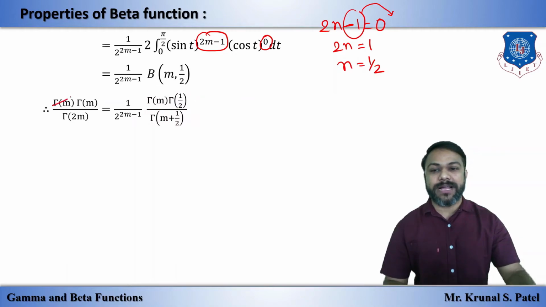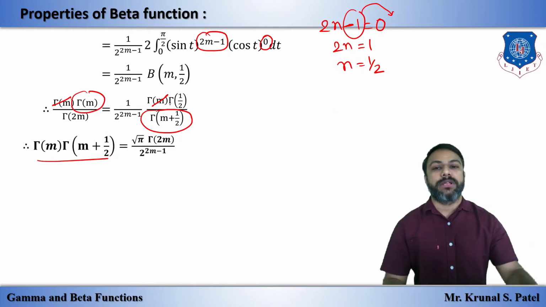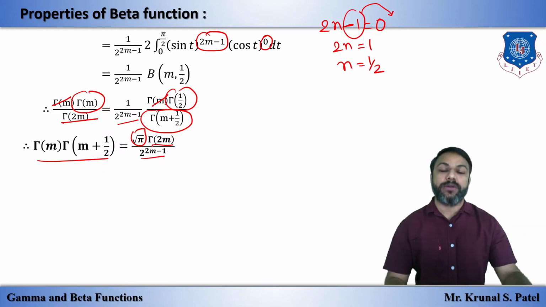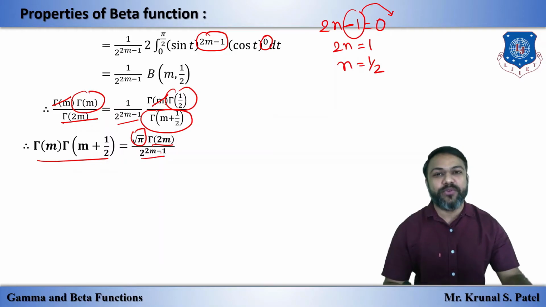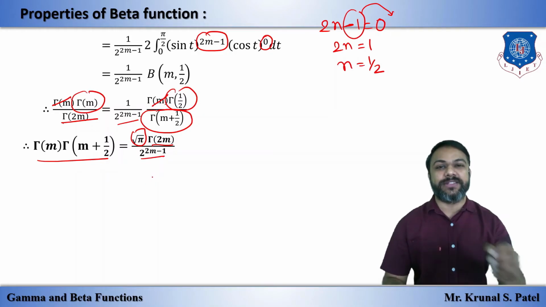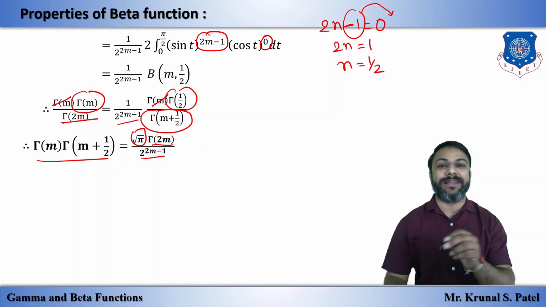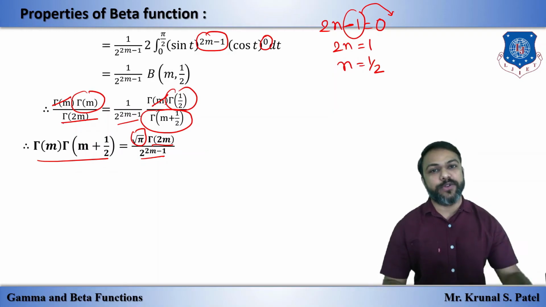Now we can cancel gamma m and make this the subject with this multiplication. We have this proof, and gamma 1 by 2 is equal to root pi. This gamma 2m is here, and 2 raised to 2m minus 1 as it is. Okay, so this is the proof. You can check this proof and the previous proof by rewinding this video and pausing it. Use pen and paper so you can understand better.